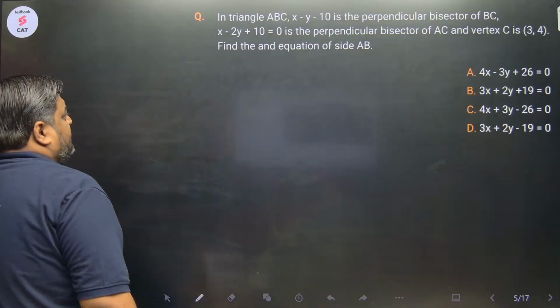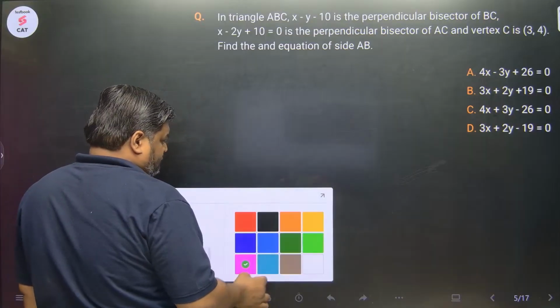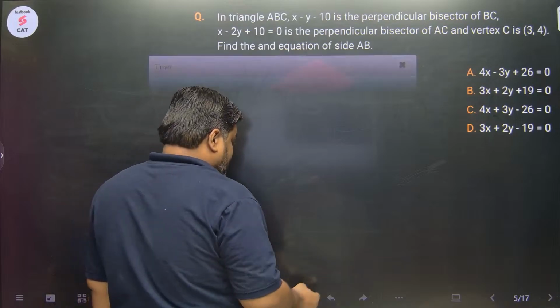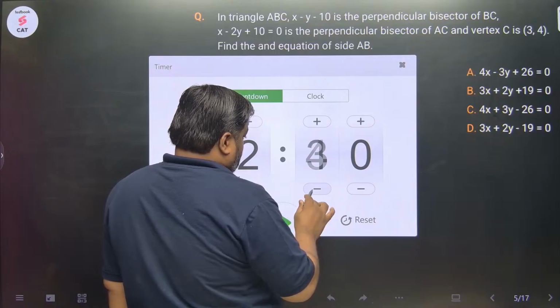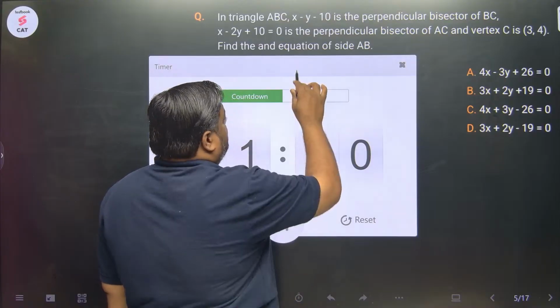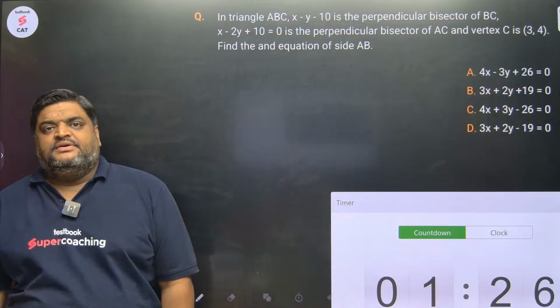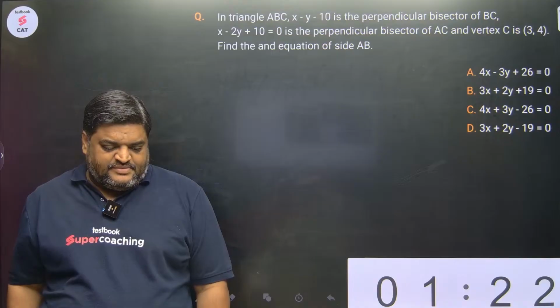Next, try this one. I'll give you 90 seconds. Attempt this question. Do like the session, everybody.